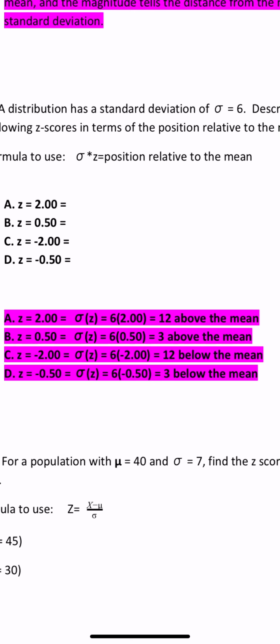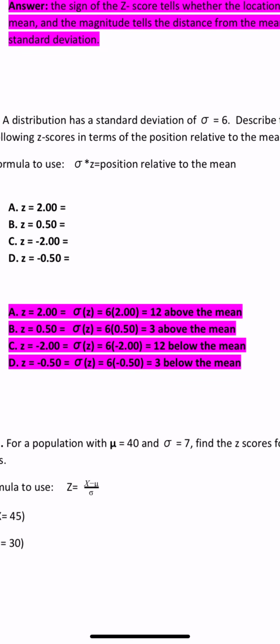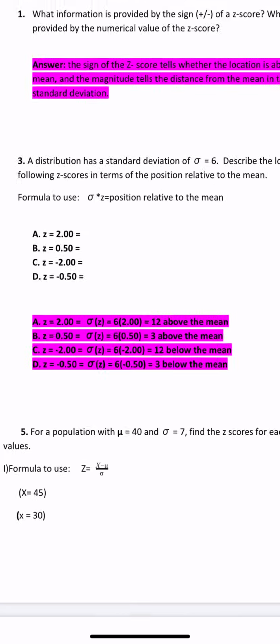So 6 times 2 is 12 above the mean, right? Because it equals 12. So that means the score associated with that z-score is 12 points above the mean. And then you do the same for all the other ones. So 6 times 0.5 is 3 above the mean. 6 times negative 2 is 12 below the mean. And 6 times negative 0.5 is 3 below the mean.